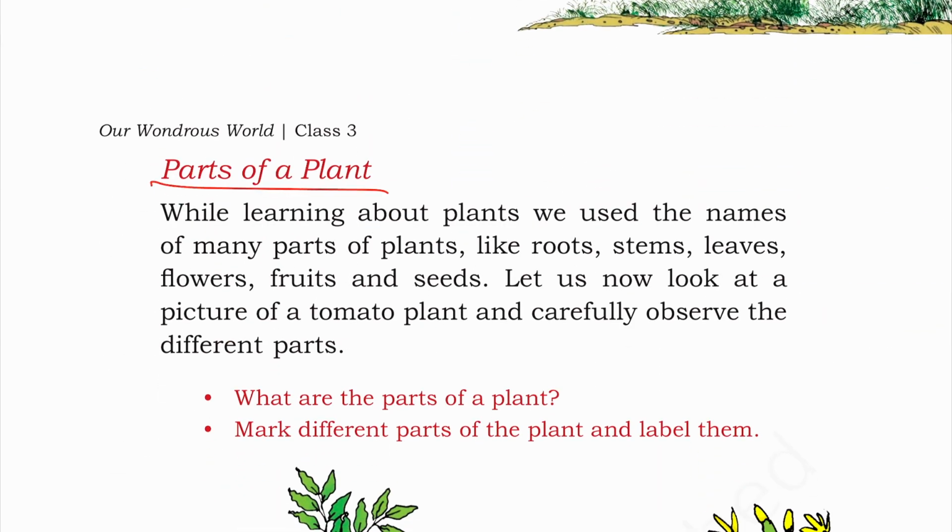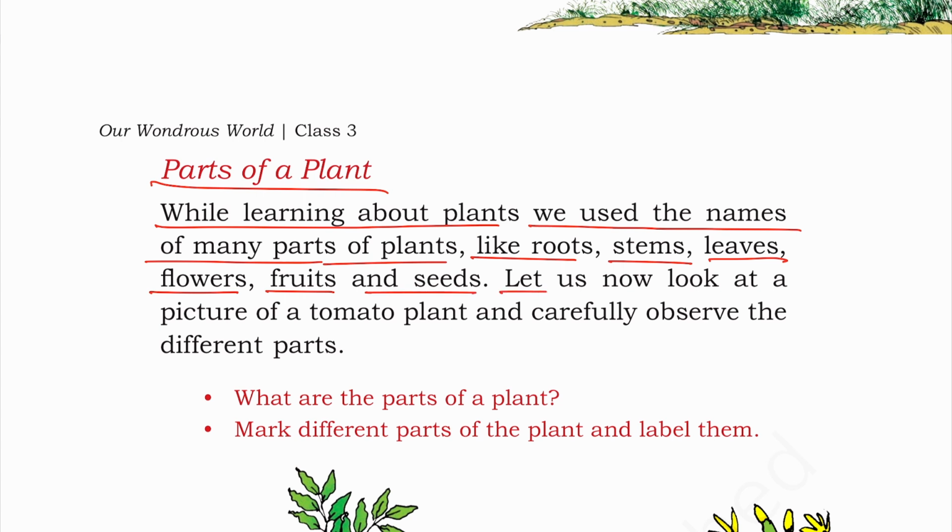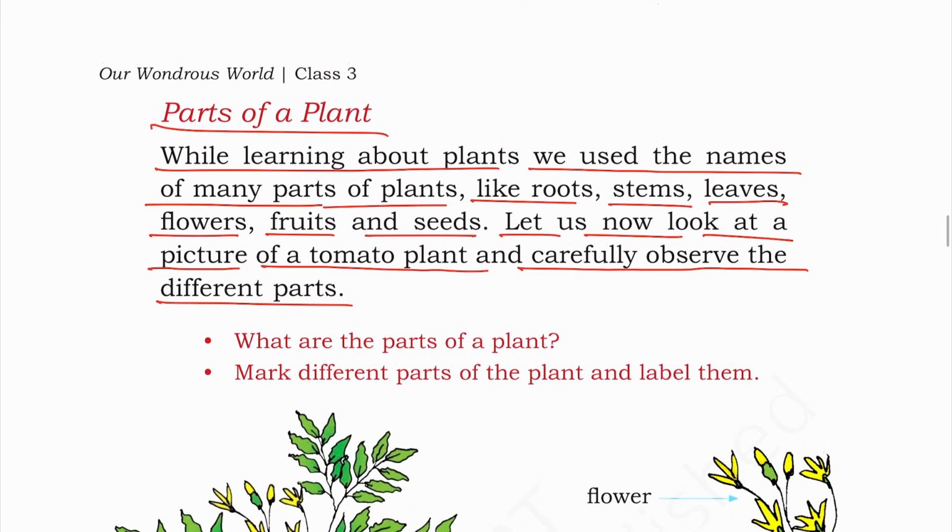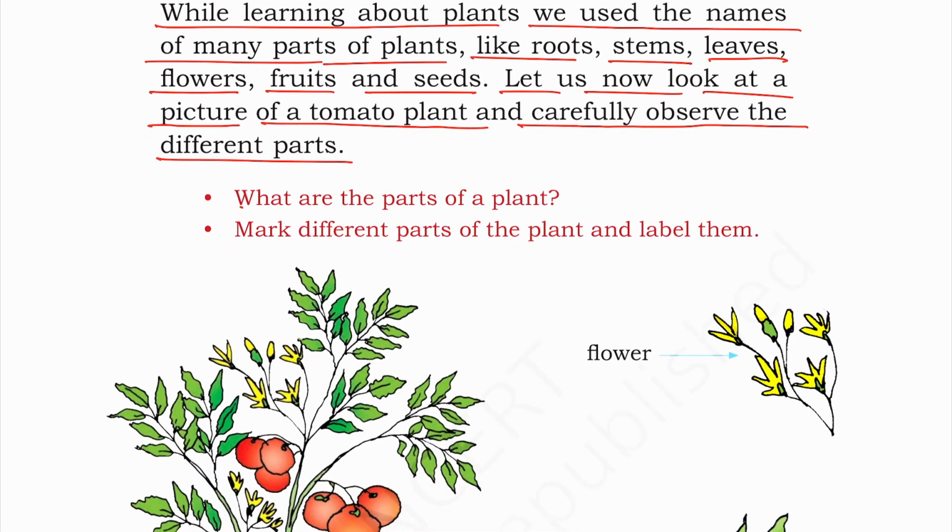Parts of a plant. While learning about plants, we use the names of many parts of plants like roots, stems, leaves, flowers, fruits and seeds. Let us now look at a picture of a tomato plant and carefully observe the different plant parts. What are the parts of a plant? Mark different parts of the plant and label them.